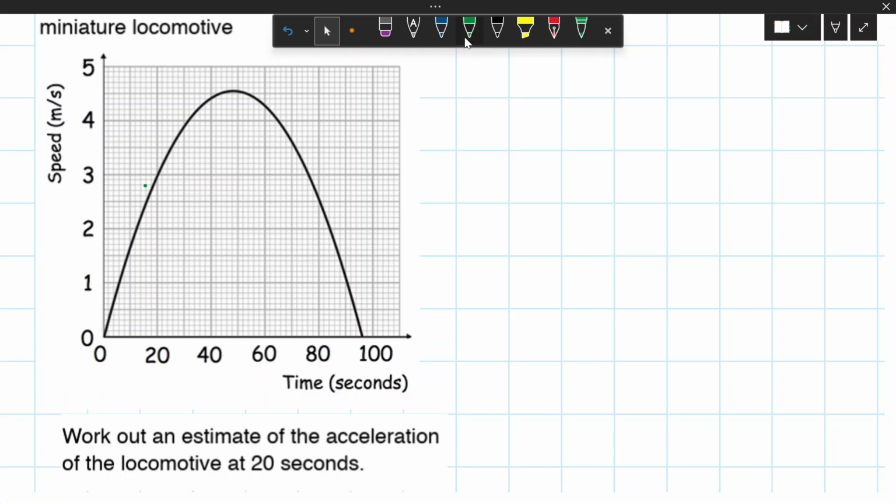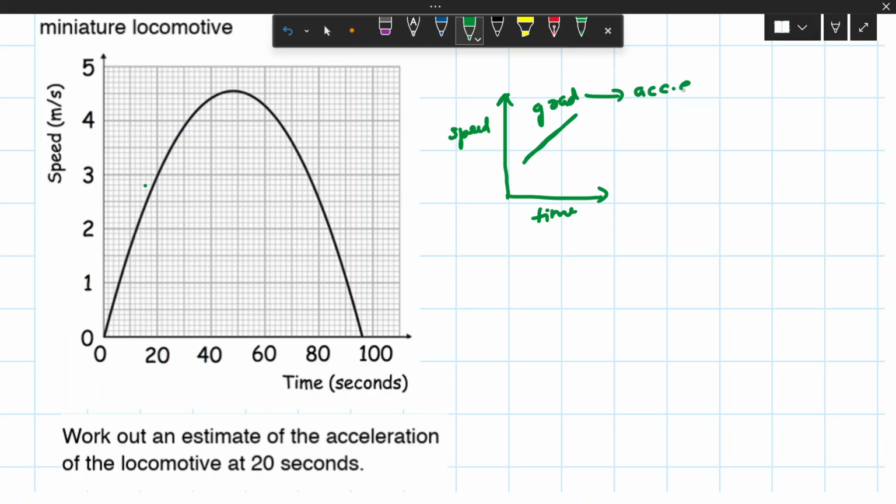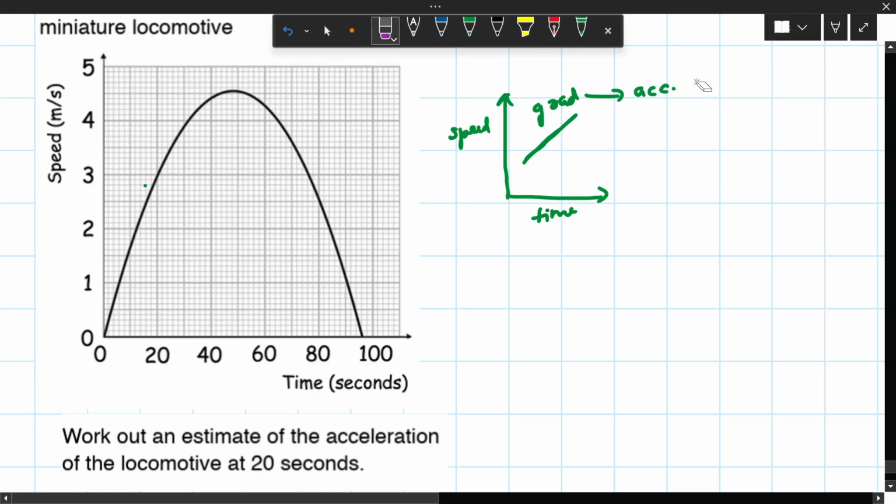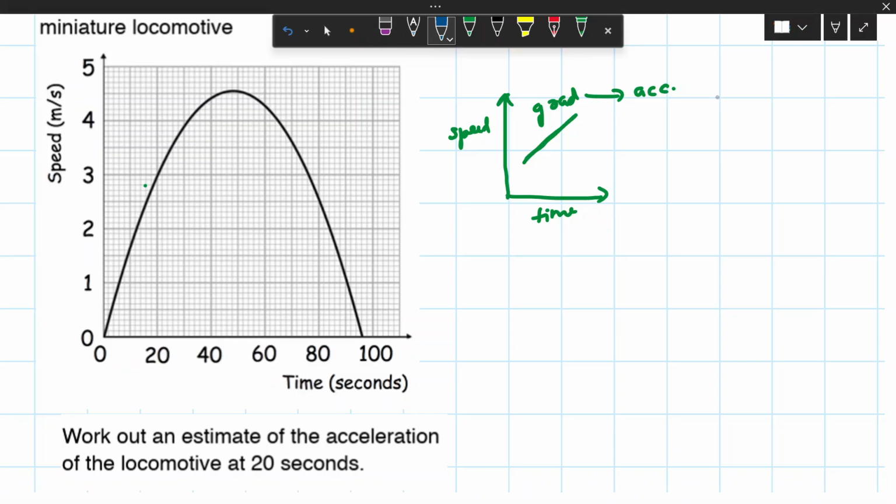So the first thing that I want you to remember, when you have a speed time graph, the gradient of a speed time graph is acceleration. Okay, that's the first thing that I want you to remember. Then, if you have a distance time graph, and you look for your gradient, that gradient is your speed.